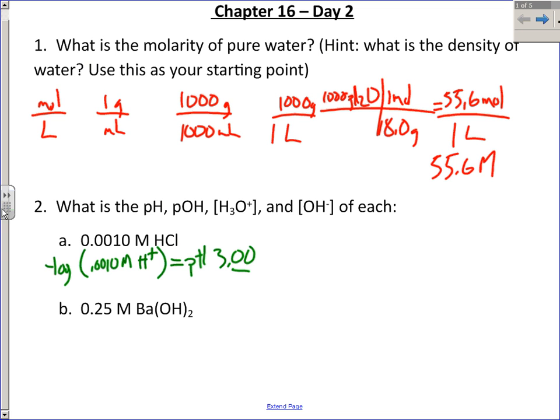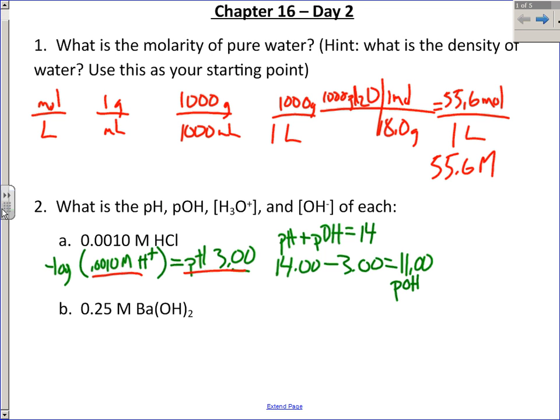Now, if we know the H+ and the pH, we're halfway home on this one, because remember H+ is the same as H3O+. To get pOH, all we really have to do is take the pH plus pOH, would have to add up to 14. So 14 minus 3.00 would give us a pOH of 11.00. So now we have pOH as well.